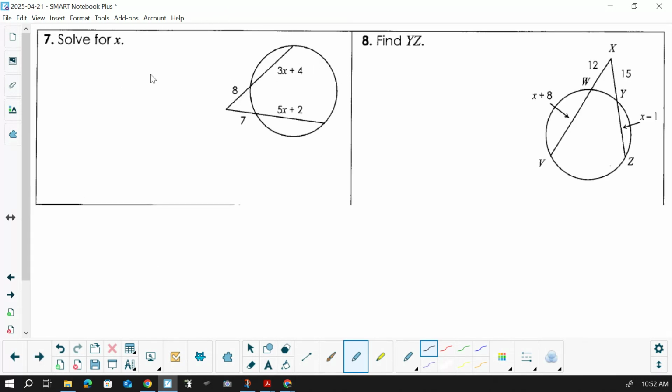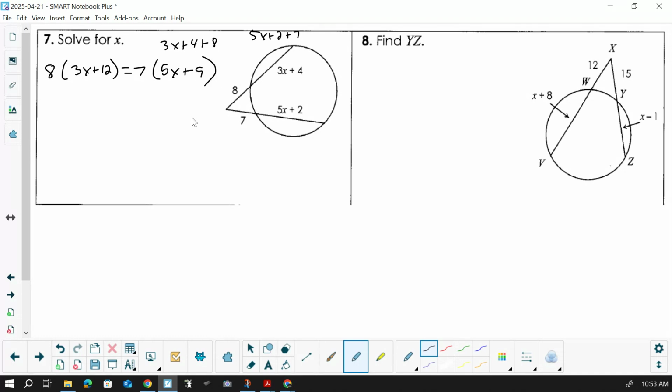Number 7, part on the outside times the whole thing here. And I simplify about 3x plus 4 plus 8 would be 3x plus 12. And the other side would be 7. Part on the outside times the whole thing. So 5x plus 2 plus the 7 is 9. So 5x plus 9.